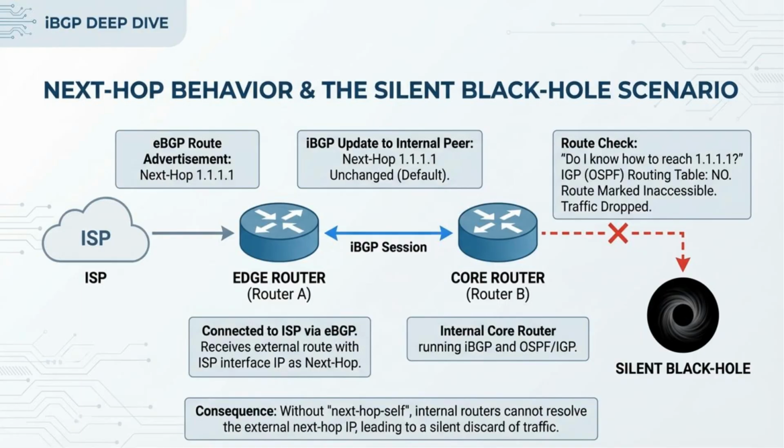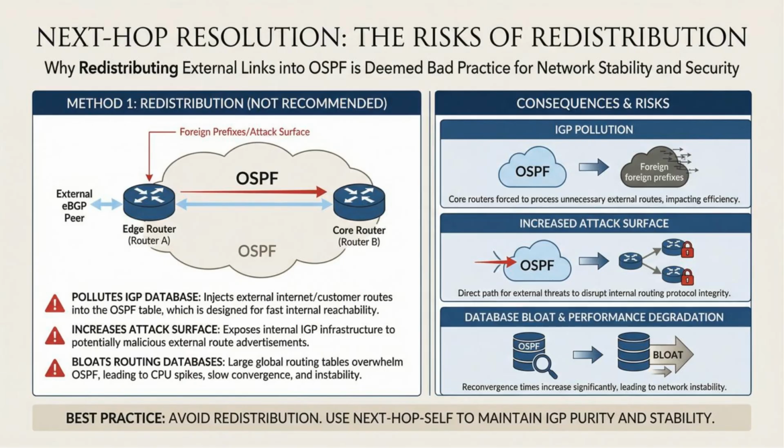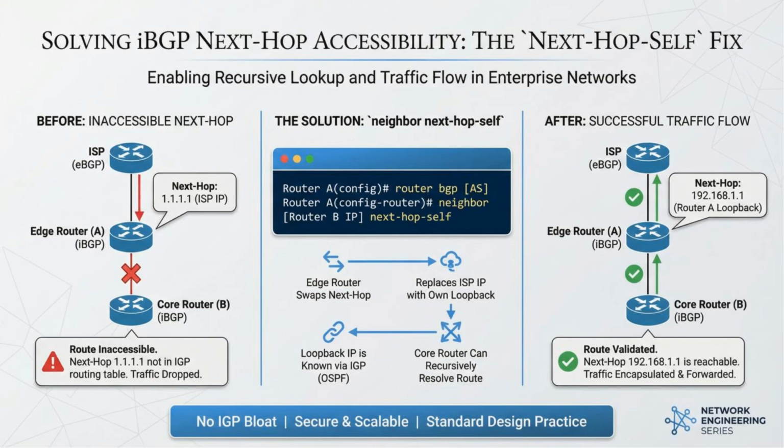Method 1. You redistribute your connected external links into your IGP. Do not do this. It is bad security practice and bloats your IGP. Method 2. The correct way. On router A, the edge, you configure the command neighbor router B next-hop-self.